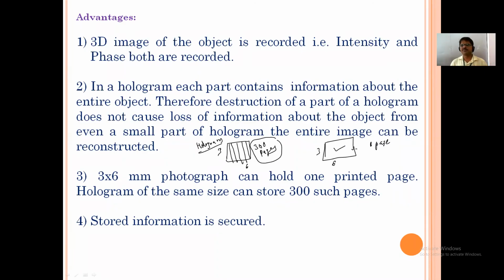3 by 6 mm photograph, means ordinary photography. 3 by 6 mm photograph can hold one printed page. Hologram of the same size can store 300 such pages.